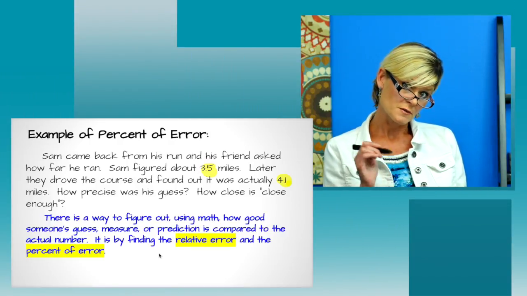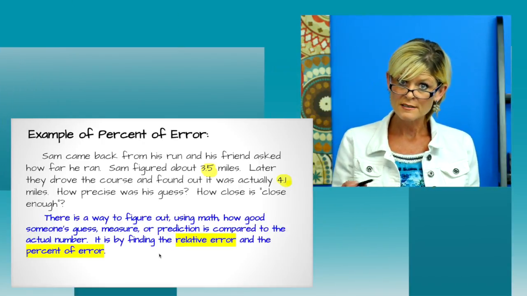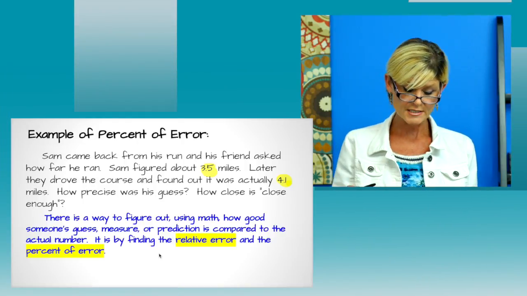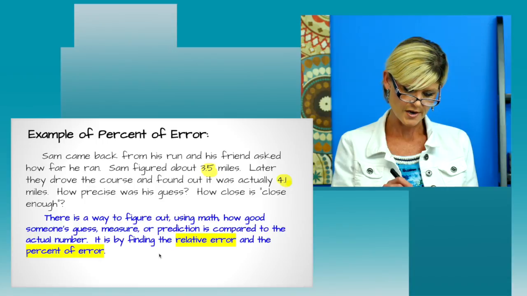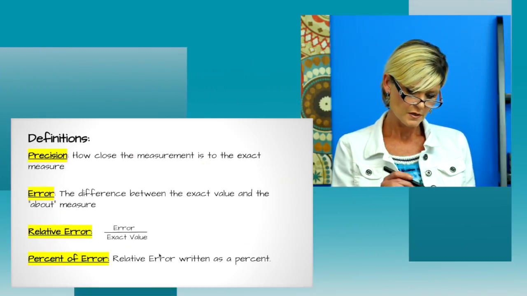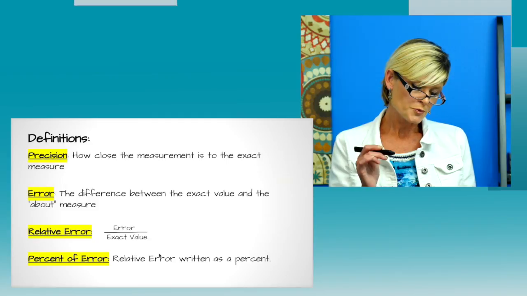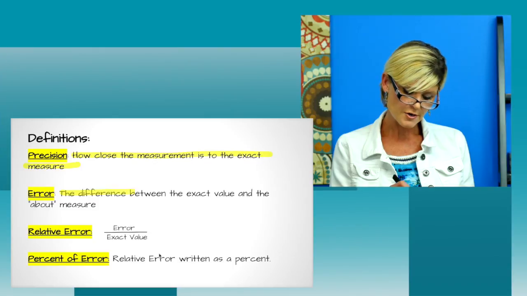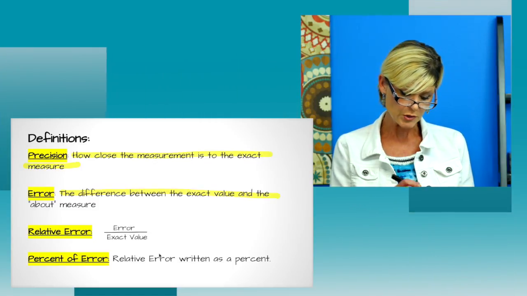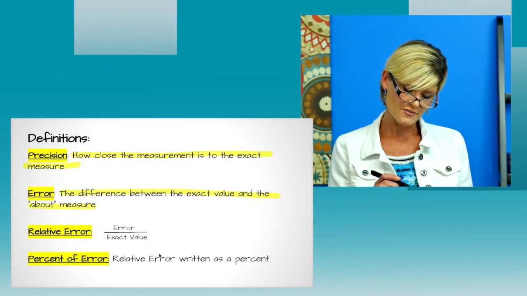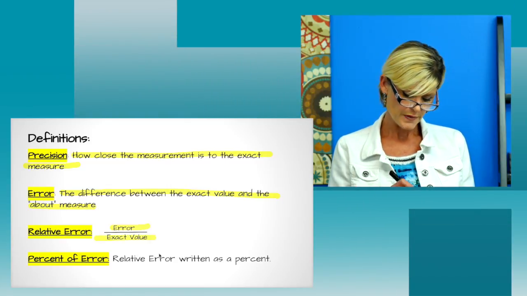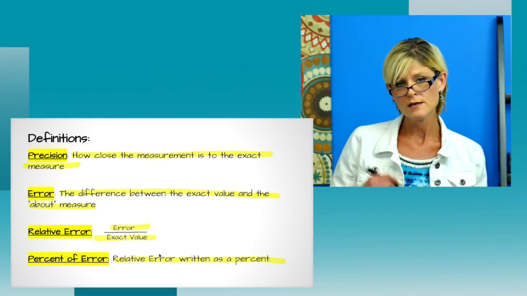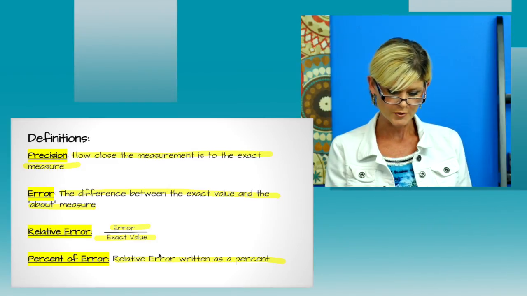There is a way to figure out using math how good someone's guess, measure, or prediction is compared to the actual number, and it is by finding the relative error and the percent of error. Let's take a little closer look at some definitions. So precision is how close the measurement is to the exact measure. Error is the difference between the exact value and the about measure. The relative error is the error over the exact value, and the percent of error is the relative error written as a percent. Now this might seem a little bit confusing, but when we work the problem out, it'll probably make a lot more sense.